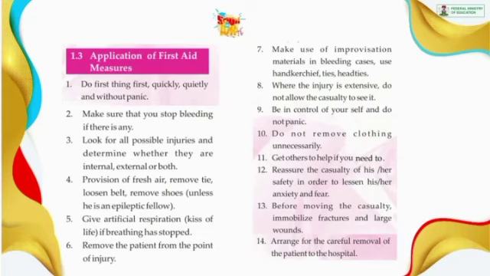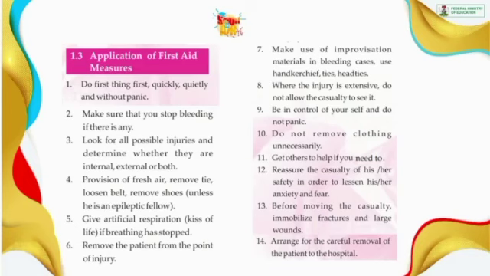Number 1, you do first things quickly, quietly, and without panic. 2, make sure that you stop bleeding if there is any. In case of accident, if there happens to be bleeding on the victim, you first stop the bleeding. Am I communicating? 3, look at all possible injuries and determine whether they are internal, external, or both. In some cases, the accident may give internal bleeding, some may lead to external bleeding, while some will lead to both internal and external bleeding.